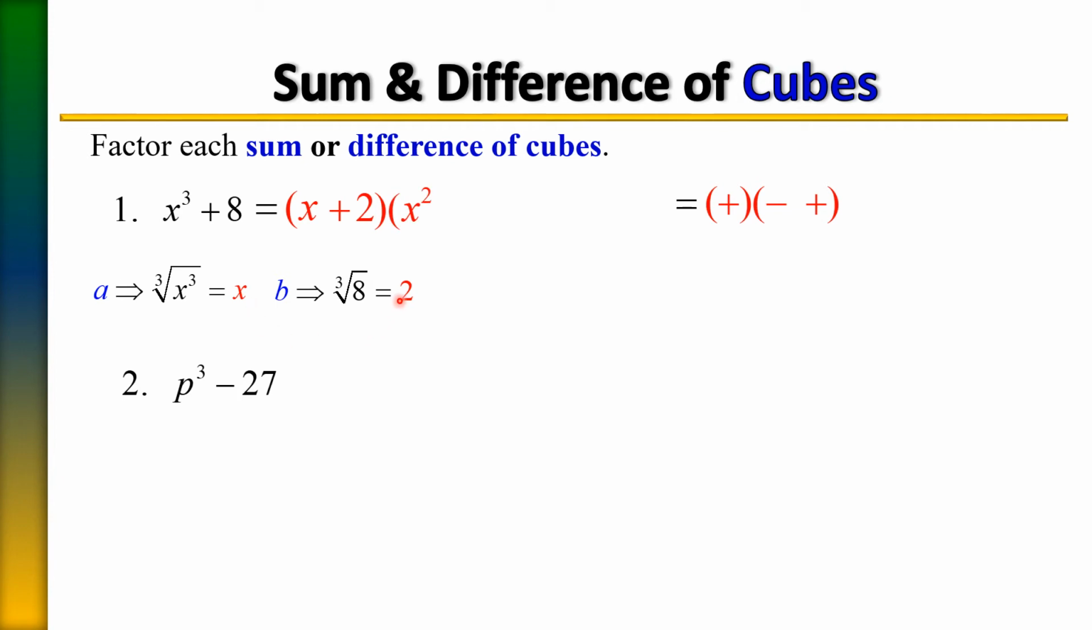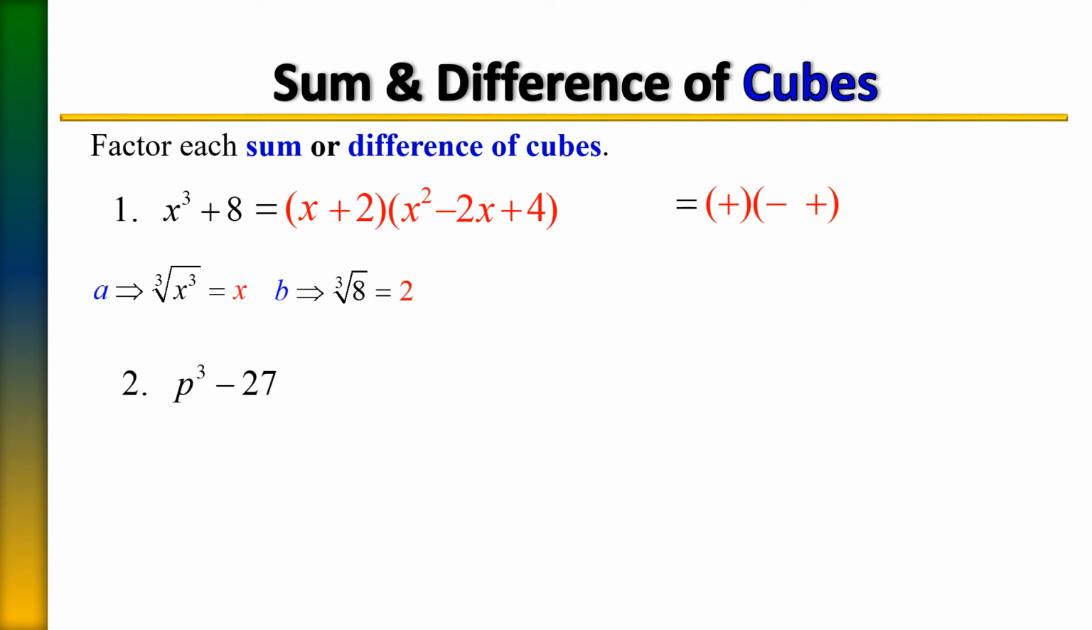Multiplying A and B together, you're multiplying 2 times x, which is 2x. And again, we're not focusing on the signs. We already have identified those. Last is B squared. If B is 2 and we square that, we get 4. And there you have it. You've just factored a sum of cubes.